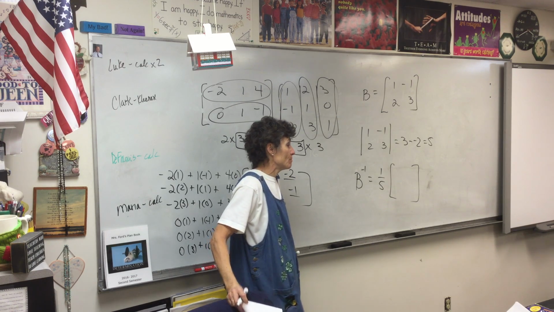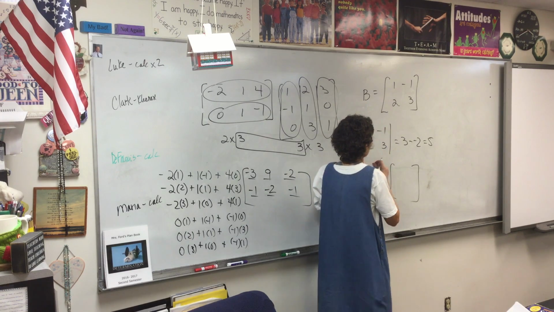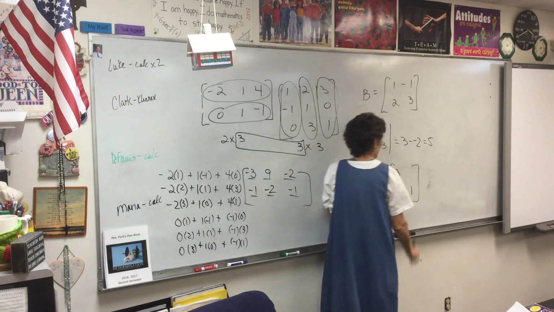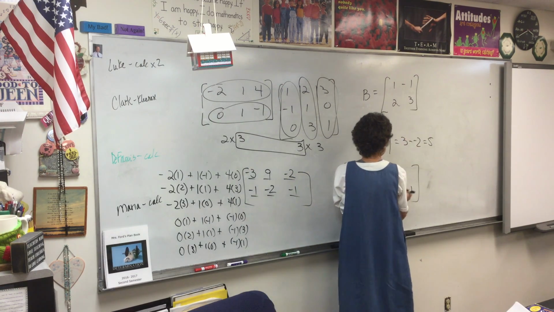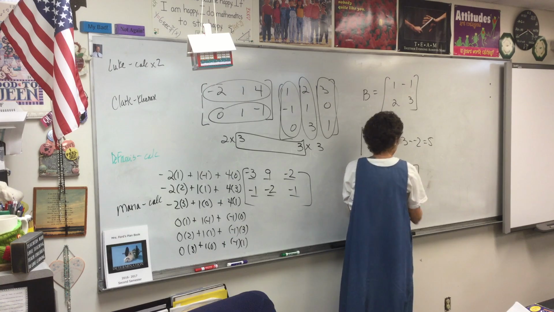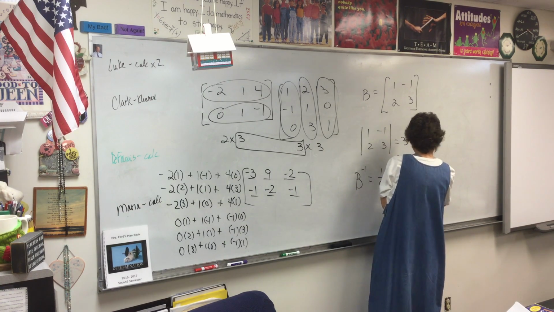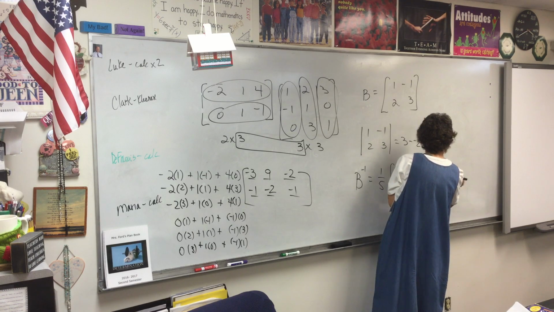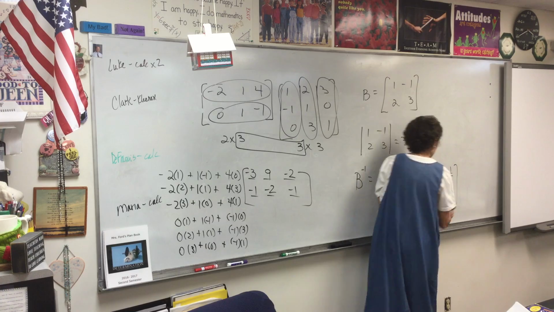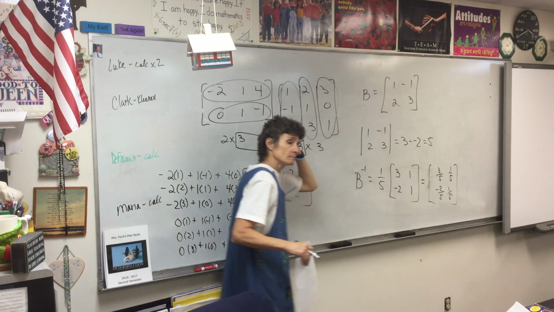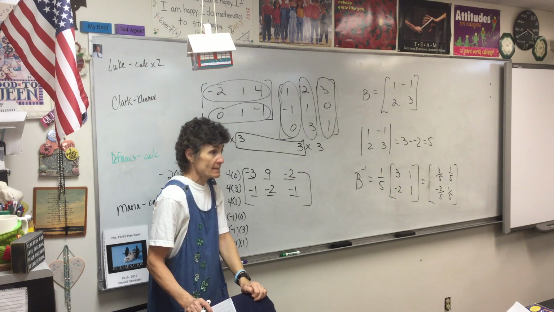Tell me about that new matrix. Back to the original now. What are you going to do to it? You're going to take the 3 and the 1 and switch them. And then you're going to make that 2 negative and that 1 positive. And then you're going to put everything over 5. So you have 3/5, 1/5, -2/5, 1/5. And that's your answer. It's that easy.